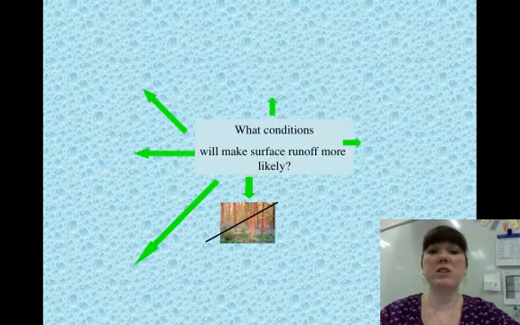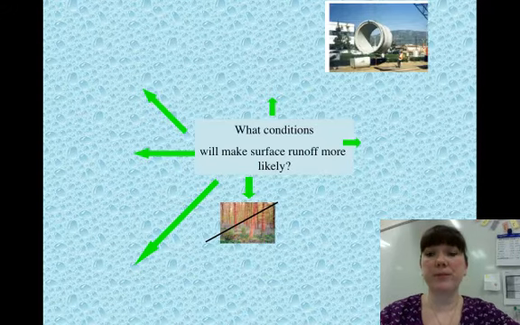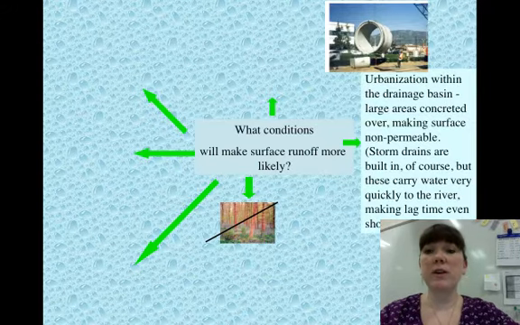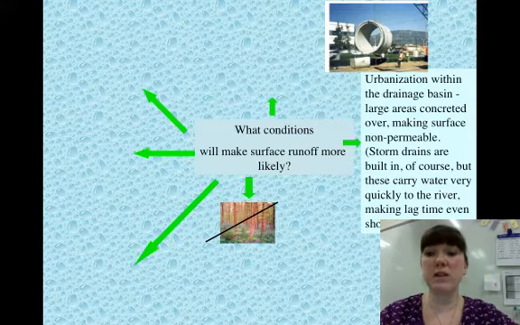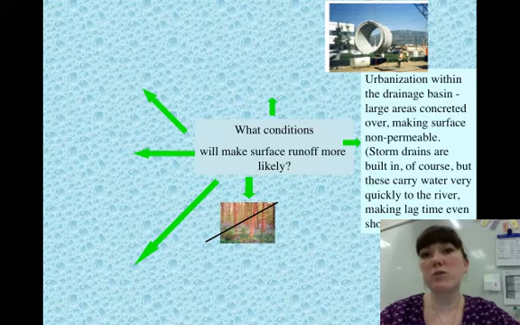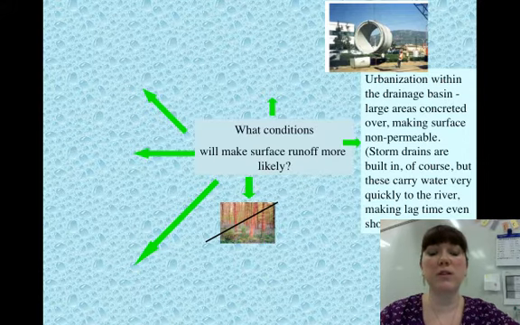Let's talk about which conditions make surface runoff more likely. When you have urbanization within the drainage basin, which is when large areas are concreted over, making the surface non-permeable, which means that water cannot penetrate the surface. So the water simply runs over the concrete in the area. Often, we have storm drains built into our roads, of course, but these carry water pretty quickly to a river, so it makes the lag time even shorter.